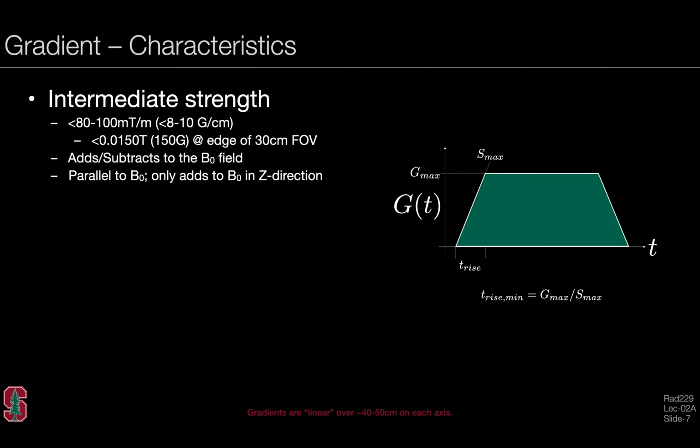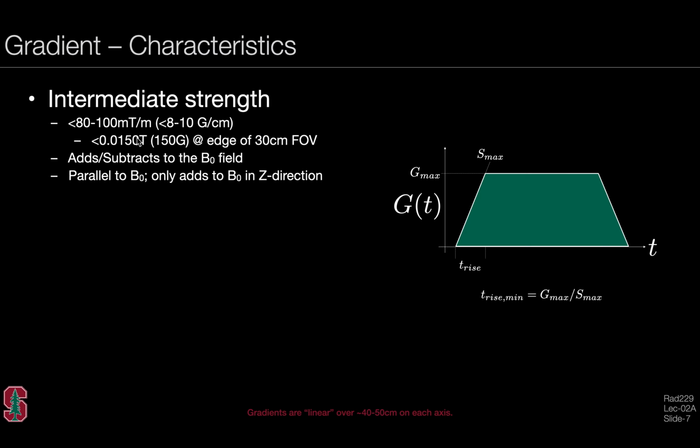Gradient characteristics, this is a nice comparison, or could be used as a comparison to the B1 field characteristics and the B0 field characteristics. And I think of the gradients as being intermediate in strength because they're somewhere between the B1 field and the B0 field. So a typical gradient system, high performance system, would be rated at 80 to 100 millitesla per meter, or 8 to 10 Gauss per centimeter.